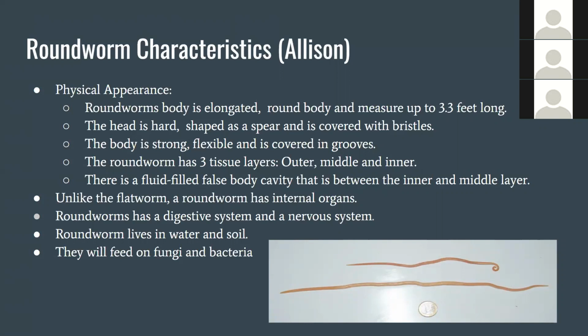The roundworm has 3 tissue layers: the outer, middle, and inner. There's a layer filled with fluid. It's a false body cavity that is in between the inner and middle layer. Unlike flatworms, a roundworm has internal organs. Roundworms have a digestive system and a nervous system. Roundworms live in water and soil, and they also feed on fungi and bacteria.